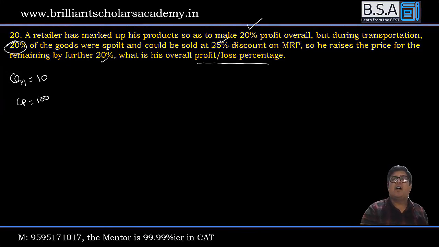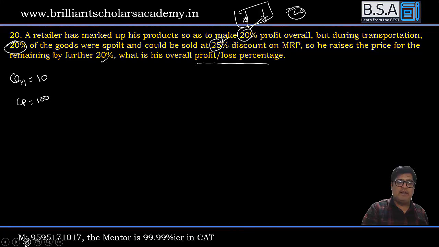Why did I take 100? Because I need a multiple of both of these. I can assume 50 also, that will work too. 50 will also work, because I'm going to increase and decrease 20% and 25%. 20% is 1/4, 25% is 1/5. So 20 rupees will also work. You can assume 20 rupees as the price, that will work too.